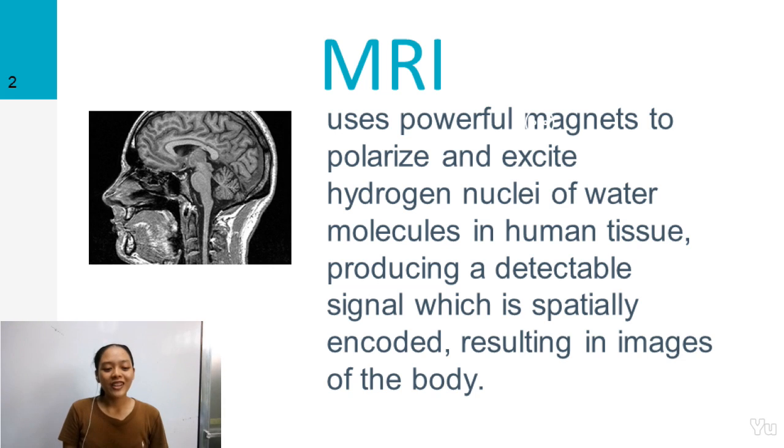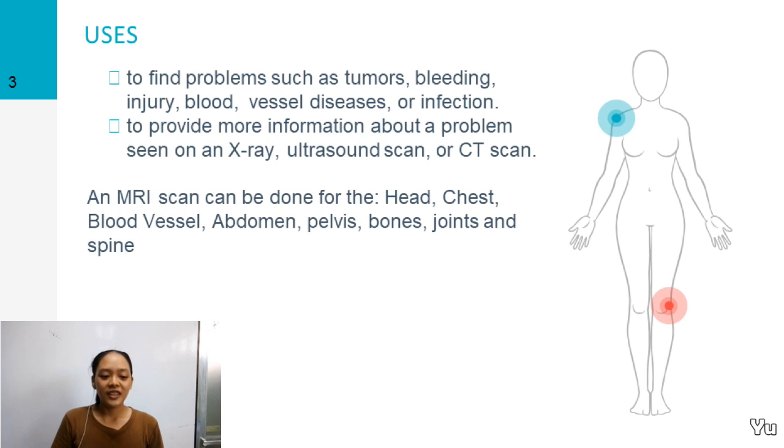The next medical technology is magnetic resonance imaging, or MRI. MRI uses powerful magnets to polarize and excite hydrogen nuclei of water molecules in human tissue, producing a detectable signal which is spatially encoded, resulting in images of the body. The uses of MRI are to find problems such as tumors, bleeding, injury, blood vessel diseases, or infection, and to provide more information about a problem seen on an X-ray, ultrasound scan, or CT scan.